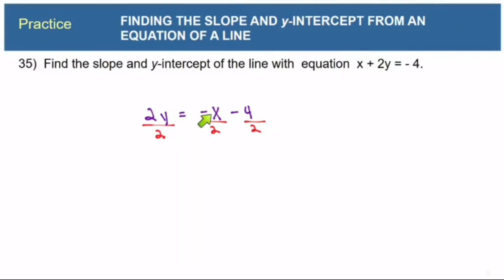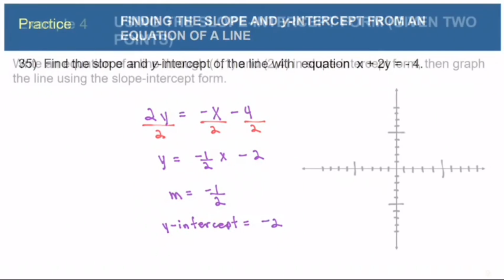The coefficient of the x we're going to write as negative 1/2, and then this term will simplify to negative 2. We end up with y equals negative 1/2 x minus 2. So the slope here is negative 1/2, and the y-intercept is negative 2.